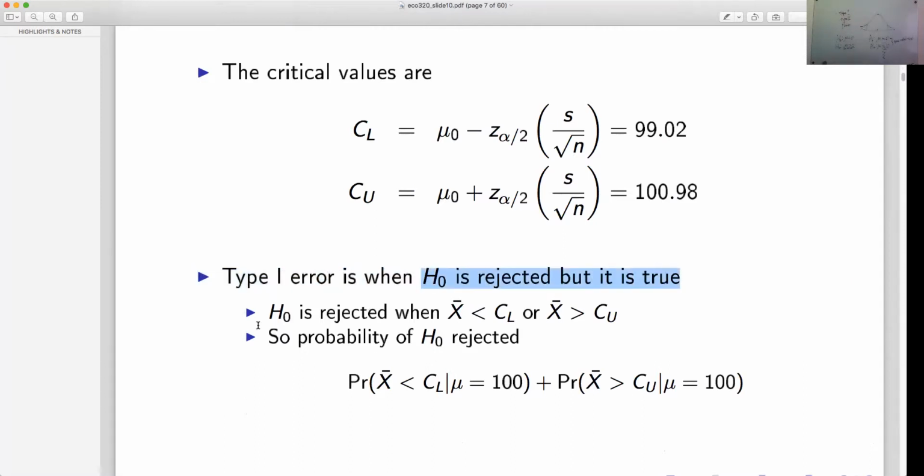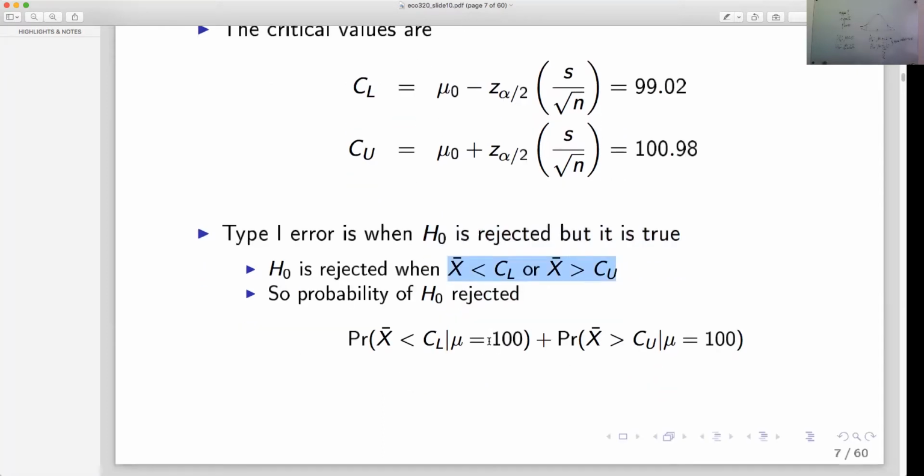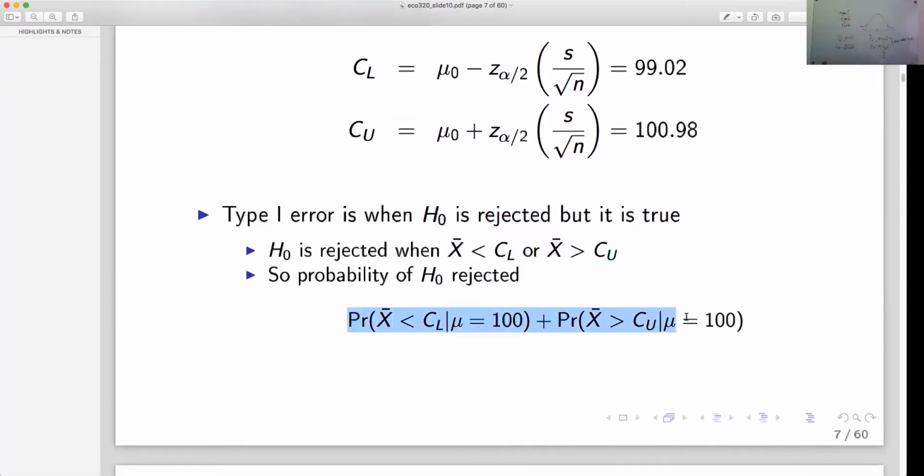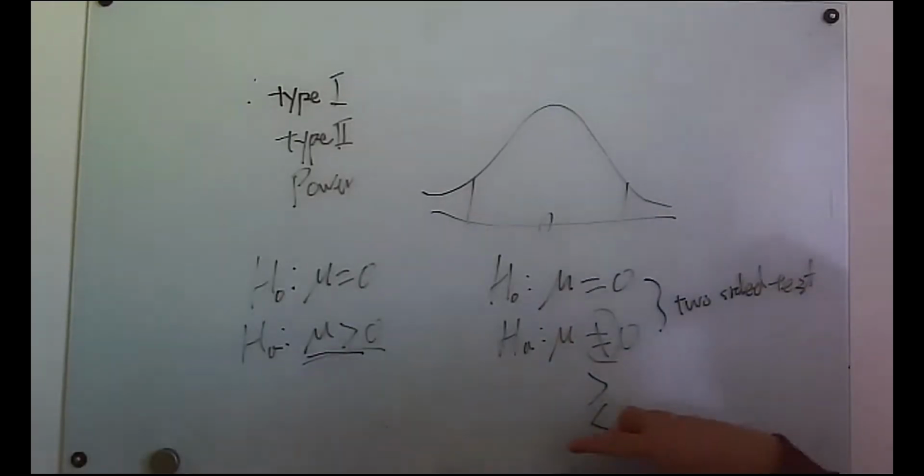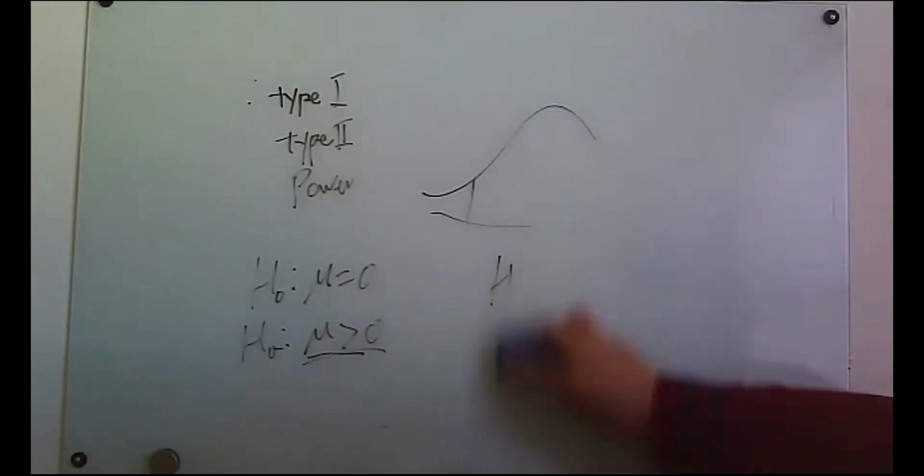So the null hypothesis H naught is rejected when this is outside of this interval. So the probability of rejecting is actually the summation of these two, right? For example, the idea was, graphically speaking, this was exactly the same as this.